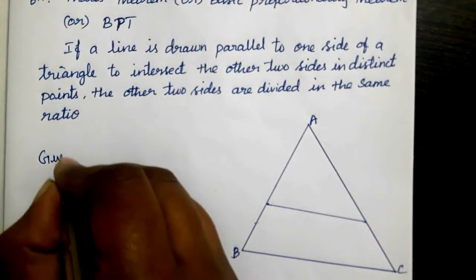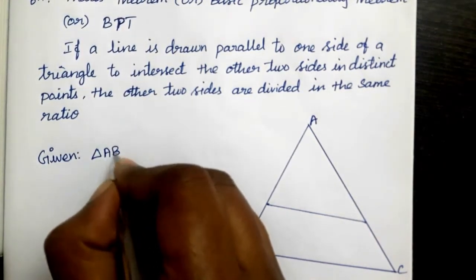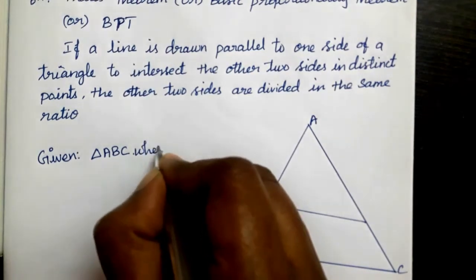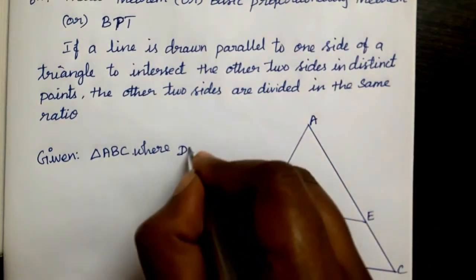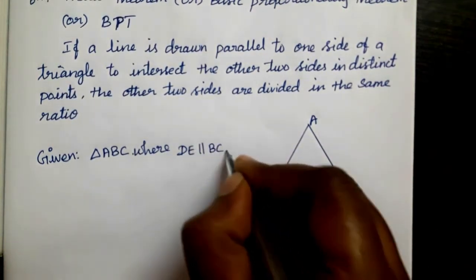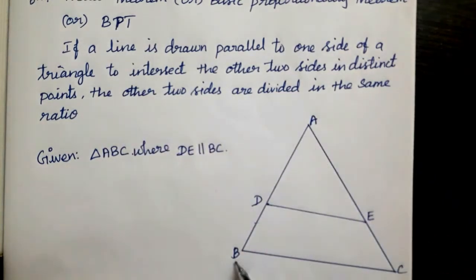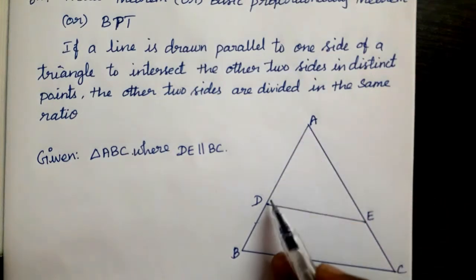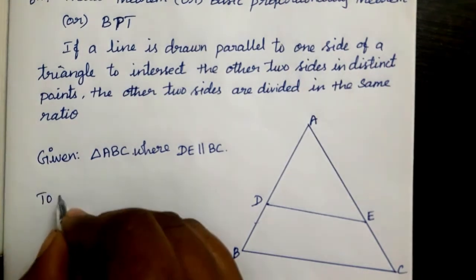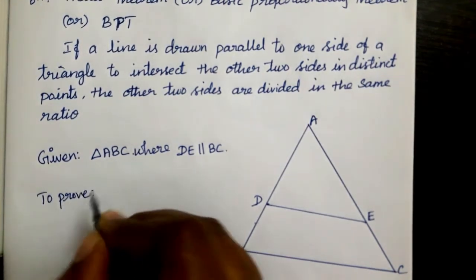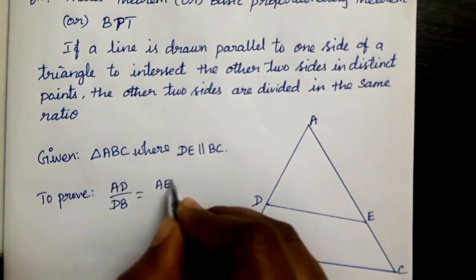Given: triangle ABC, where DE is parallel to BC. Now we need to prove the other two sides are divided in the same ratio. The other two sides here are AB and AC. So we need to prove AD divided by DB equals AE divided by EC.